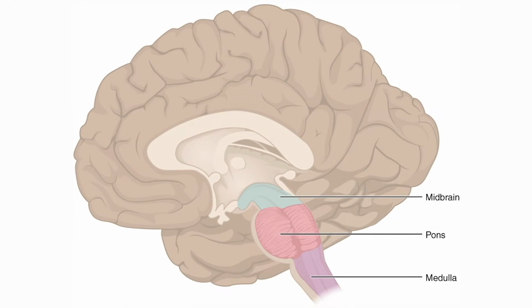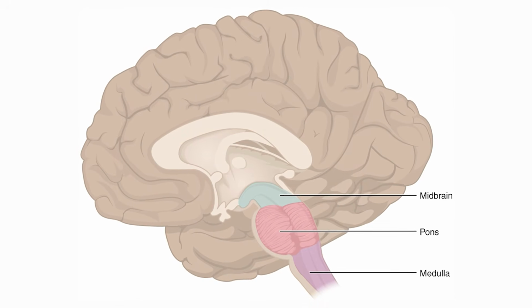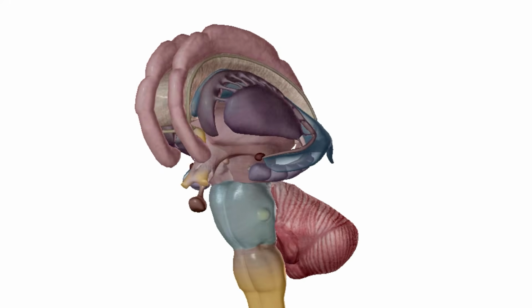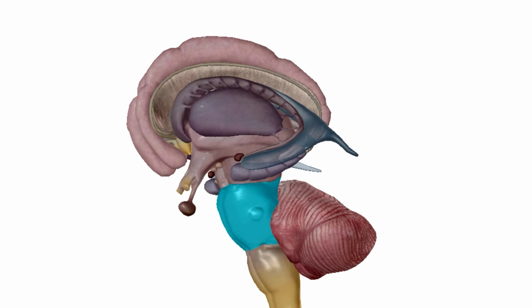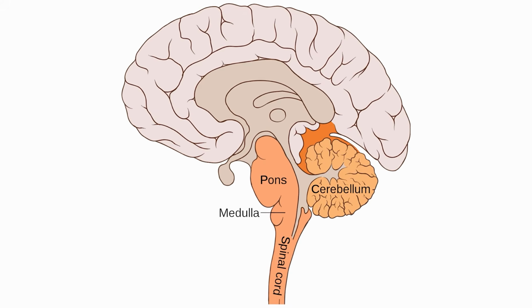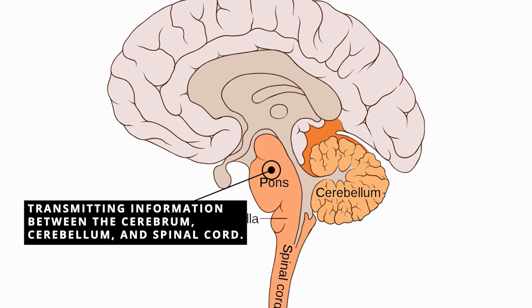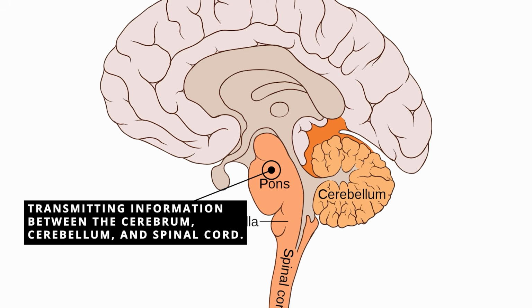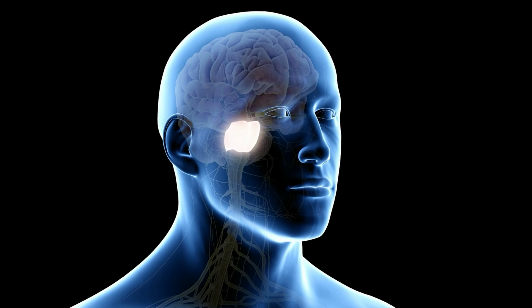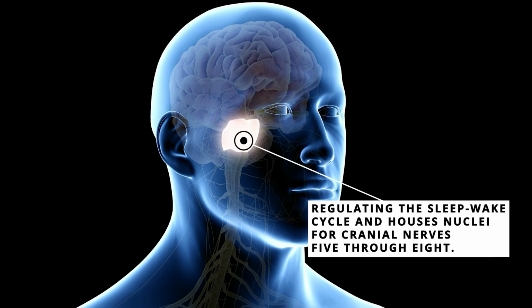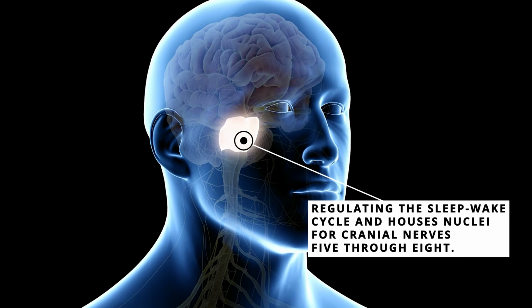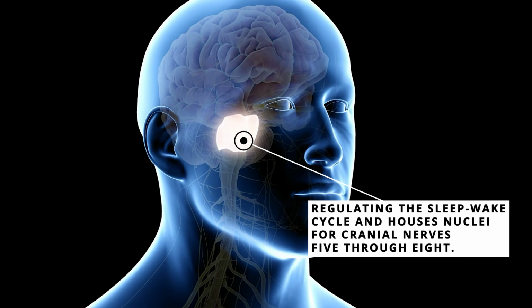Pons. Positioned between the medulla and the midbrain, the pons appears as a bulging region on the anterior part of the brainstem. It primarily acts as a relay station, transmitting information between the cerebrum, cerebellum, and spinal cord. The pons also plays a role in regulating the sleep-wake cycle and houses nuclei for cranial nerves 5 through 8.